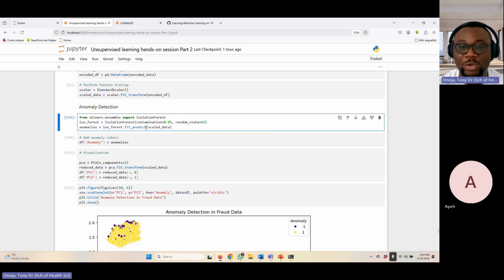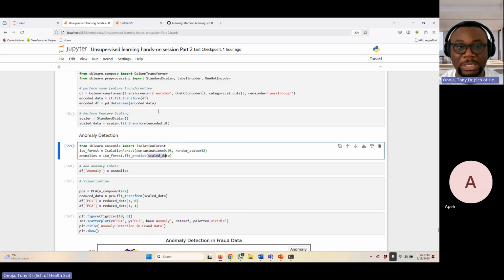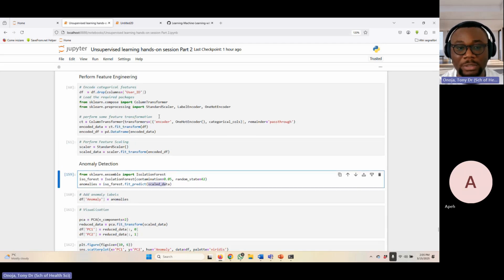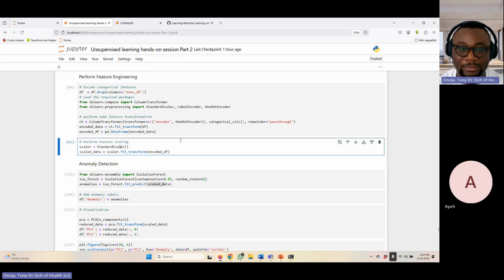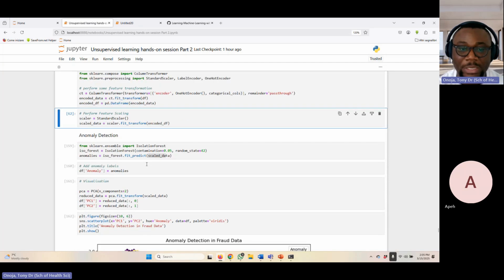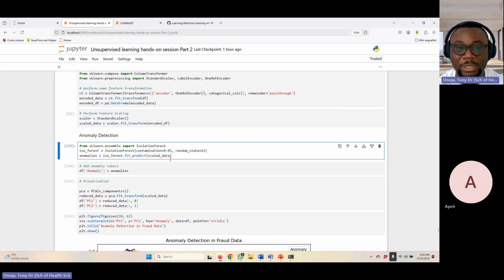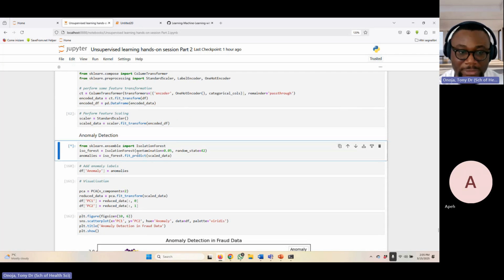So the next thing is you have to fit on the scaled data. Remember, we performed the one-hot encoding, and then the next thing is we scaled the data set. So that's what you see that we did here. The one-hot encoding is done here, and then we standardize again, which is what we have done previously. Then we scaled the data set, which is what we're now doing next.